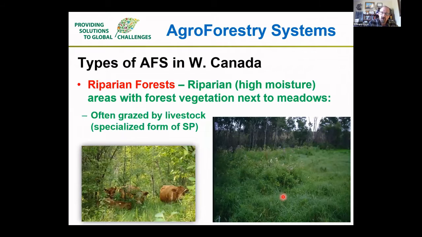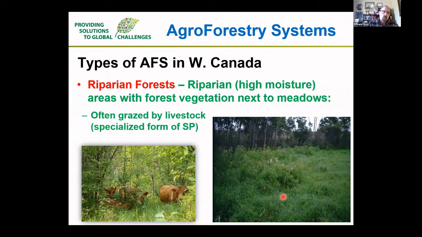There's a last agroforestry system type, which we can characterize as riparian forests. These are generally riparian areas, so areas with an elevated water table. They're usually located next to either a wet meadow or a dry meadow, and they're again often grazed by livestock. They're classified as their own type of agroforestry system.